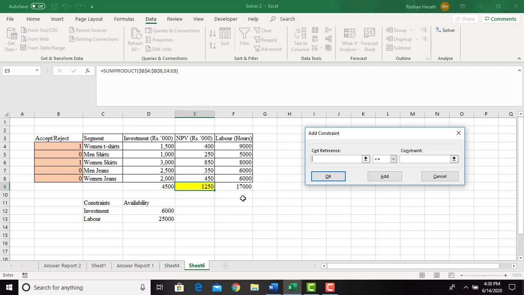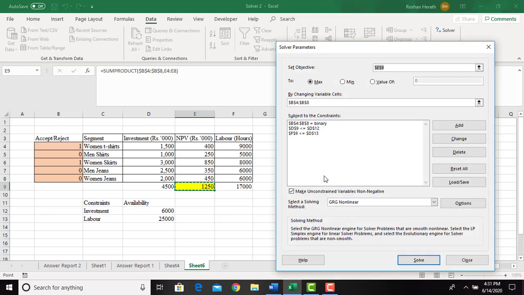And the labor hours that you use must be less than or equal to the available labor hours. Then you have another condition, because the question says that the investment cannot be divided. So therefore, these have to be binary numbers. That is another crucial aspect.